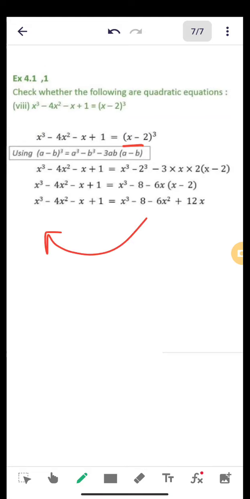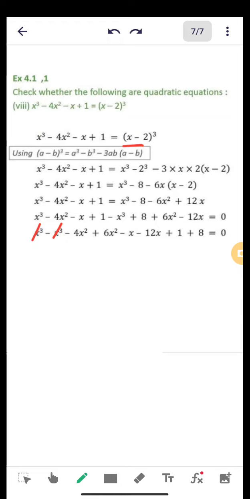Now transposing all the terms to the left, I get this one. All these terms, the signs will change. Minus x³ becomes plus, x³ becomes minus, minus 8 becomes plus. All the signs are changing, you can see that, because they are transposed to the left. After transposing, we'll cancel whatever is getting cancelled. So here x³ has got cancelled. So remaining is 4 − 4x² + 6x² is 2x², and −6 − 12 is −13x. 1 + 8 is 9.